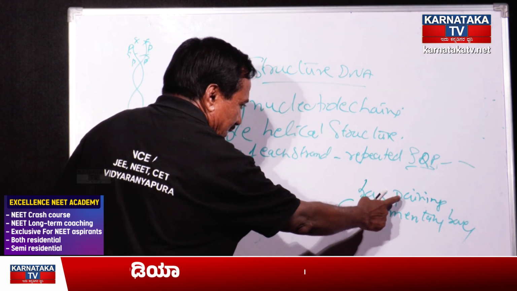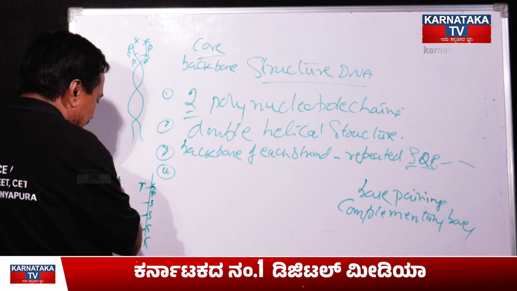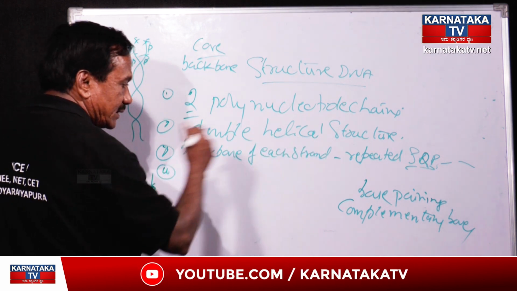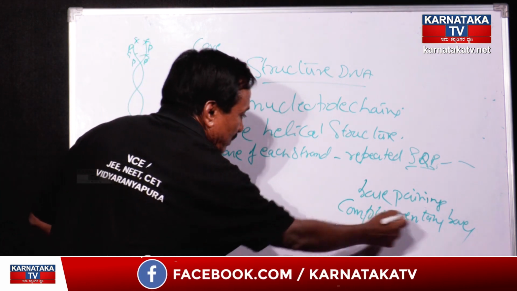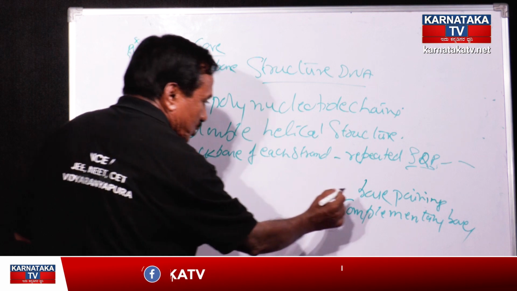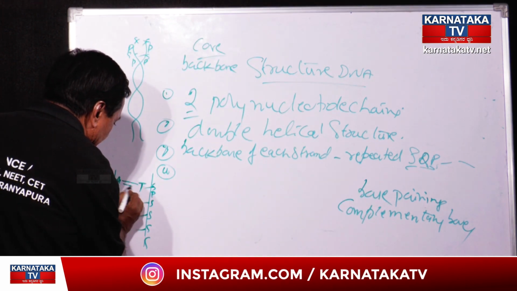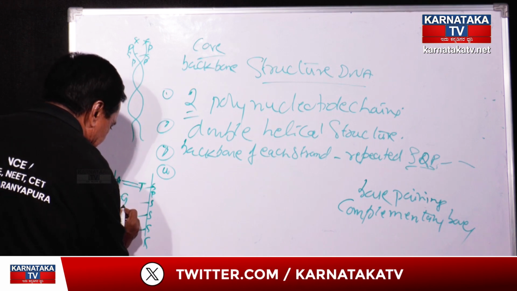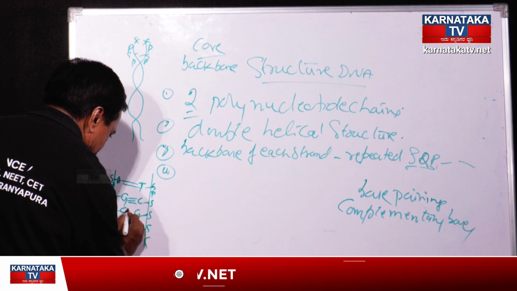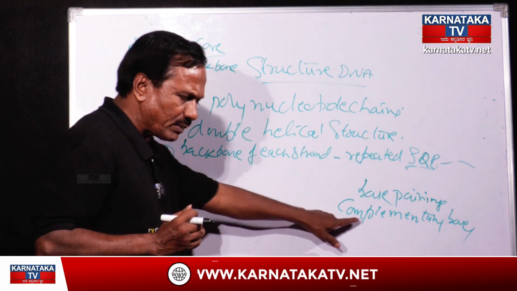So base pairing is a pairing of the nitrogenous bases in which the purine of one strand is always paired with the pyrimidine of the opposite strand. This is base pairing. Then what is the complementary base pairing? Complementary base pairing is also a base pairing, but it's a specific base pairing in which the A is always paired with T only. Like that, this G is always paired with the C only. This is C, this is G, this is a T, this is A, like that. This is complementary base pairing.